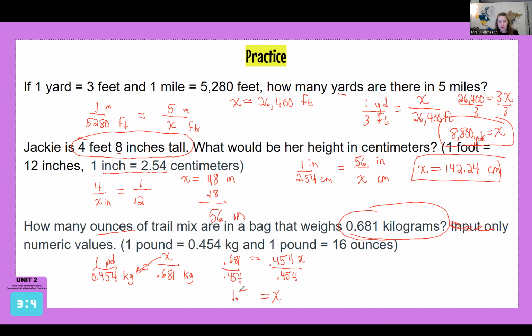1.5 pounds. Pounds is actually LBS. I don't know why, but it is. So this bag is actually 1.5 pounds. The question is, how many ounces is that? So now we're going to use this conversion factor. If 1 pound is equal to 16 ounces, and we have 1.5 pounds, the last thing we want to know is how many ounces that is. We don't know. But 1 times x is x, and 16 times 1.5 is 24. 24 ounces. And that's our final answer.